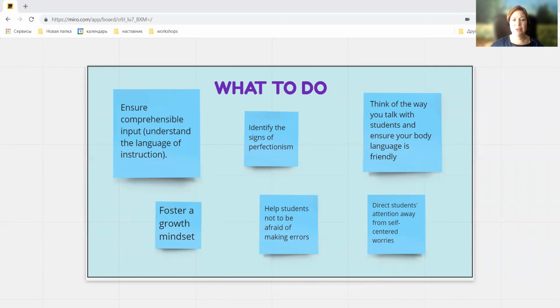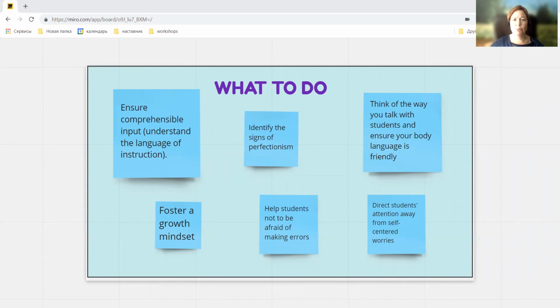Another way to lower the affective filter is by making sure that we provide comprehensible input. Students become the more focused and relaxed, the more they can understand the language being used during instruction. Students can also resort to translation into native language to clarify a word or meaning.